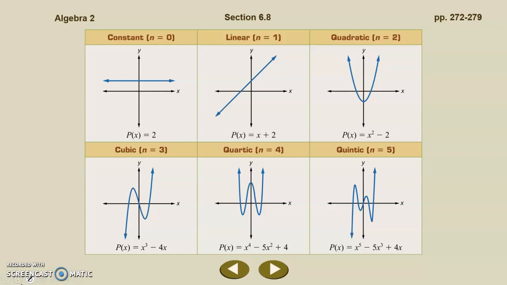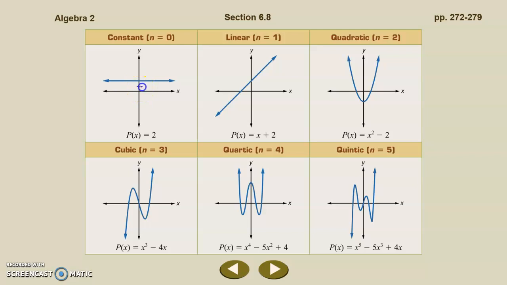Let's take a look at some parent functions here. I believe I've already given you the chart of parent functions. If not, or if you need another copy because you've lost yours and it's no longer in the handout section of your binder, then let me know and we can get you another copy. But here are some parent functions. You should already be familiar with the shape of a constant function.